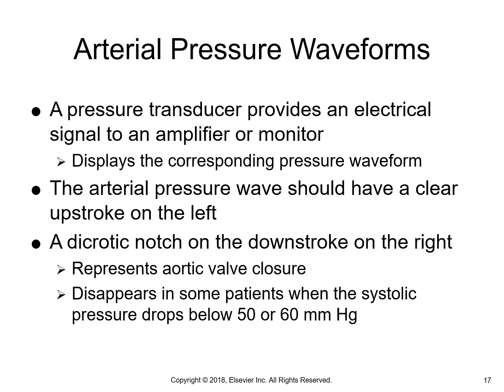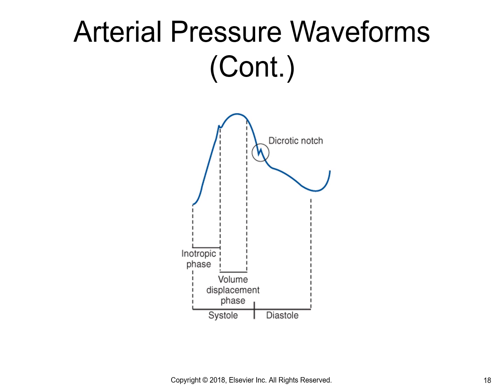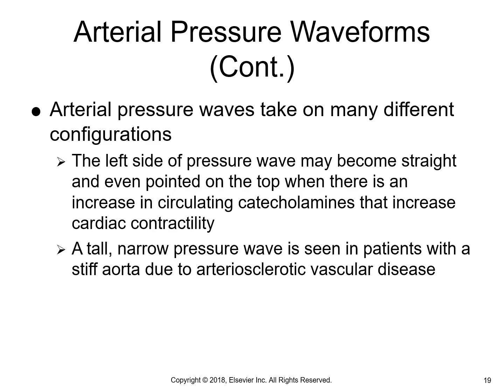When you're looking at the monitor, you will generally see the waveform of the art line pressure in red. Okay, so you have the heart rate, you have the respiratory rate, you have the pulse ox waveform, and the art line pressure is pretty much always in red. So arterial pressure waveforms may take on different configurations, and we kind of looked at this on some of those other ones.